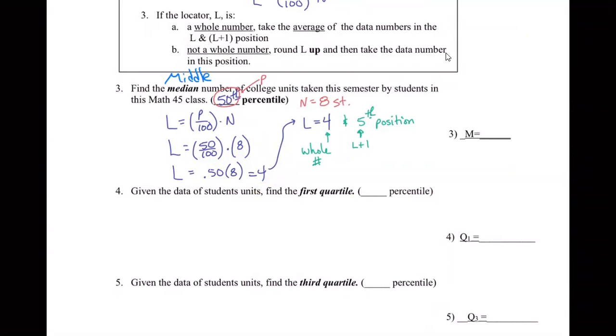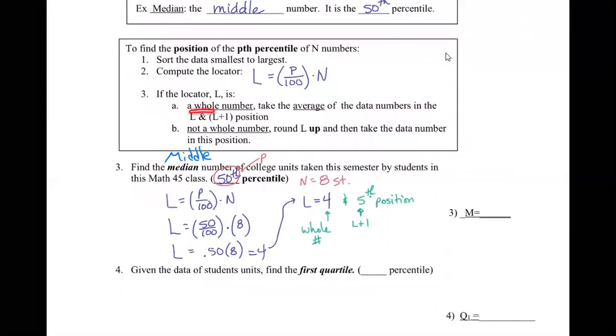And what do you do with it? Well, that's when we go to step 3. Step 3 says if it's a whole number or not a whole number. Tell me, guys, is 4 a whole number or not? It's a whole number. Notice it's not a decimal, is it? It's just a whole number. So we follow these instructions: when you have a whole number, you take the average of the data numbers in that position and the next.